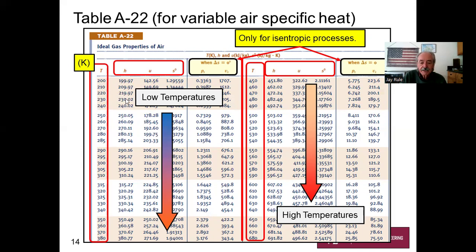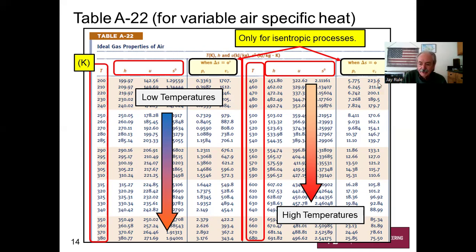Well, how about if you need H or U? Simple lookup, right? H or U as a function of temperature. It's nearly a no-brainer. You just write these numbers down, and if you're trying to find H2 minus H1, you just subtract one from the other.